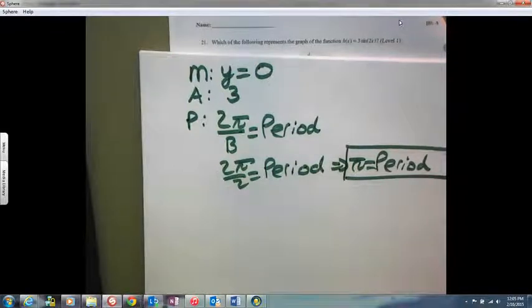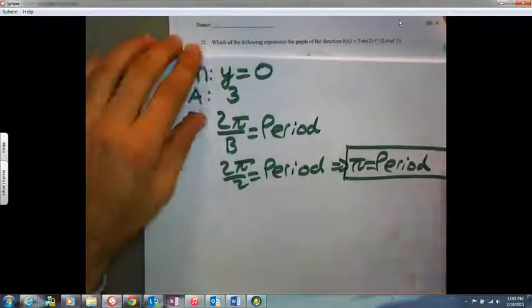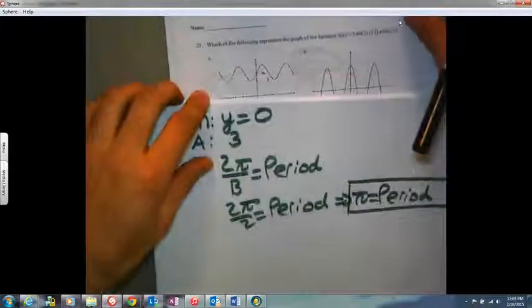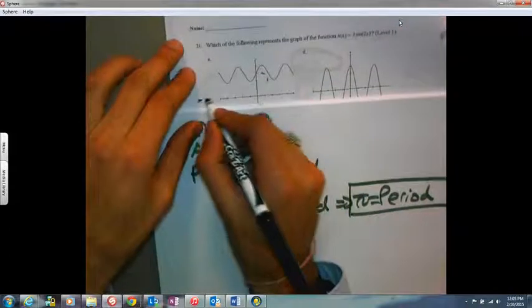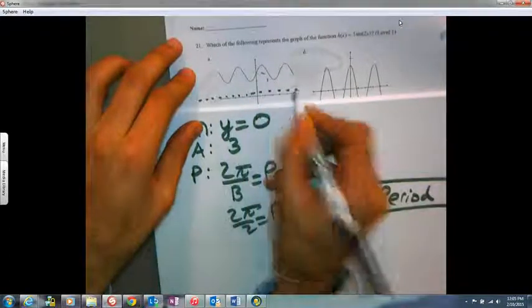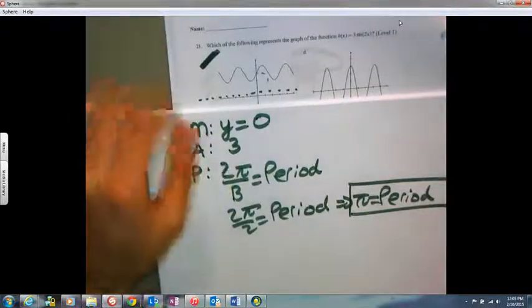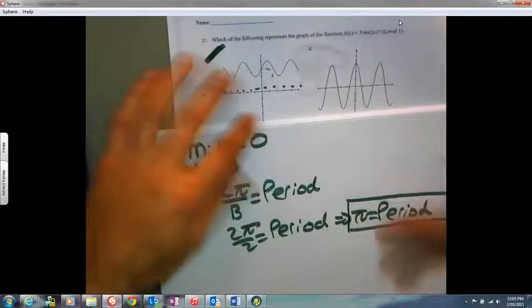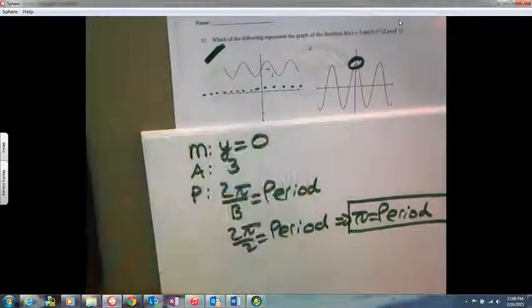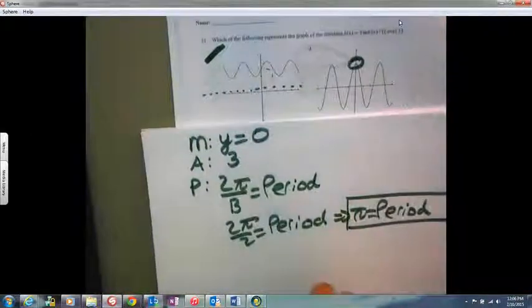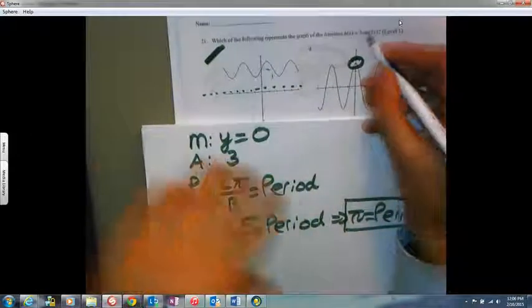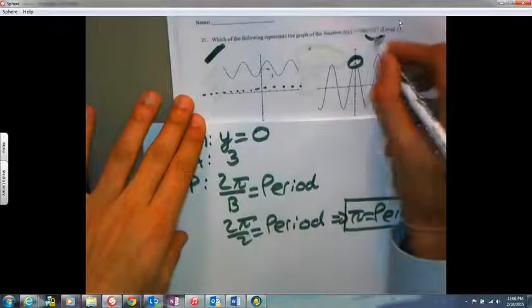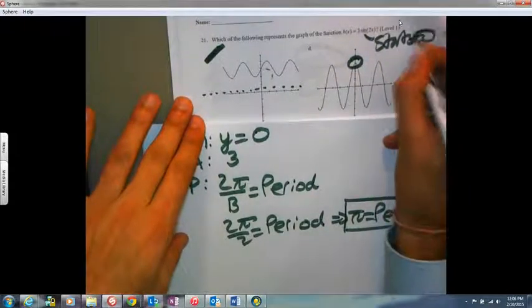So now that we know this, we can begin to look at our pictures. So A, remember the midline is here. A is clearly wrong because it doesn't even touch the midline. A is out. D starts at the maximum. Sine does not start at the maximum. Sine starts at the midline. So this is out.